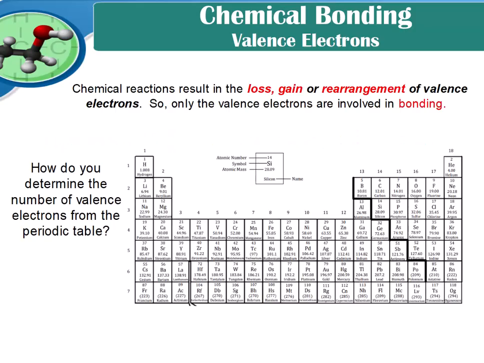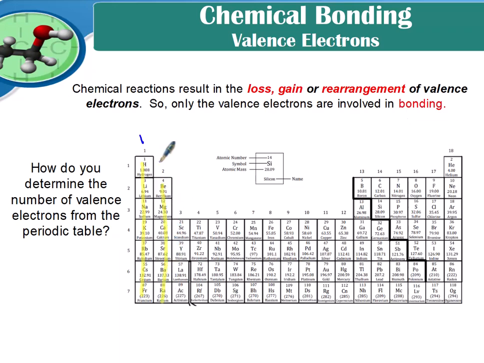Chemical reactions result in the loss, gain, or rearrangement of valence electrons. So only the valence electrons are involved in bonding. Make sure that you can remember how to get the valence electrons from the periodic table. Everything in this column has one valence electron.